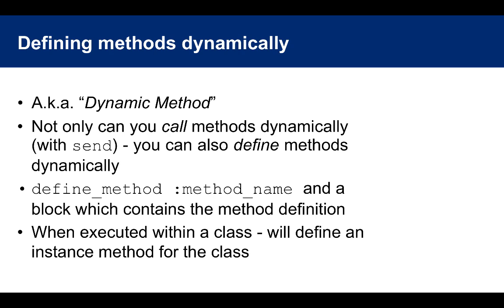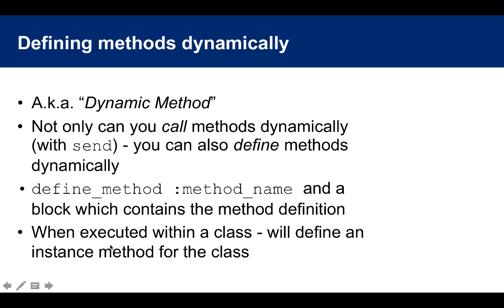In any case, another concept besides dynamic dispatch is something called dynamic method. So not only can you call methods dynamically, which is what dynamic dispatch is, you can also define the methods dynamically. How would you do that? You have this thing called define_method. You specify the method name as a symbol, and then you specify the block which contains the method definition.